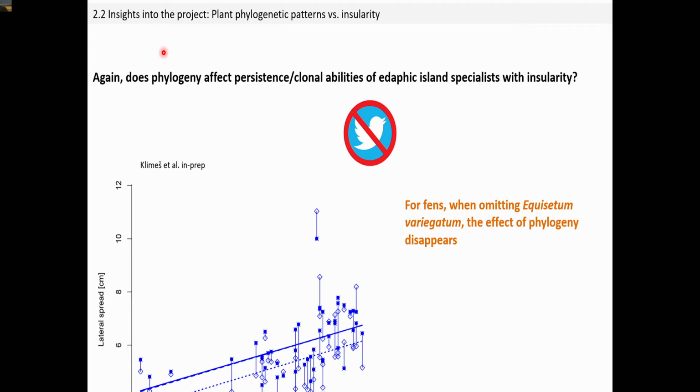Of course, I'm not saying that we should just focus on this, but I think it's quite interesting to see the weight that this single species can have on the entire pattern. It can really change the world.